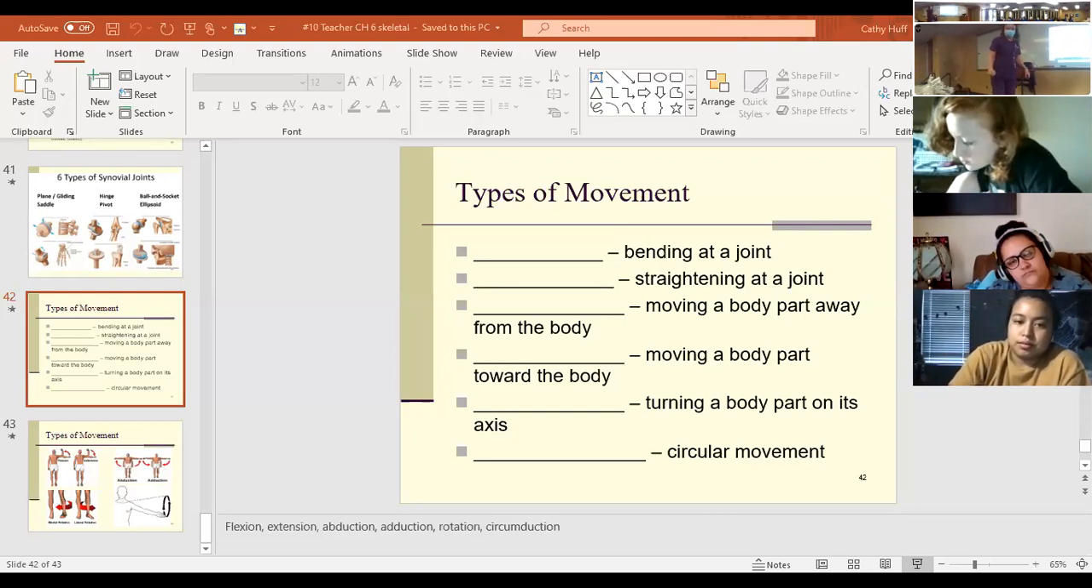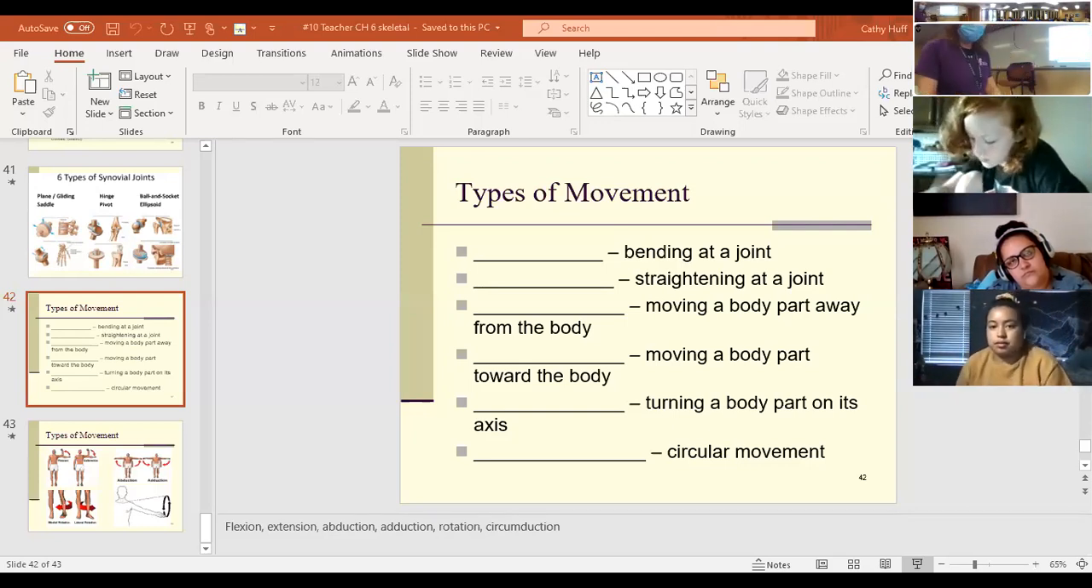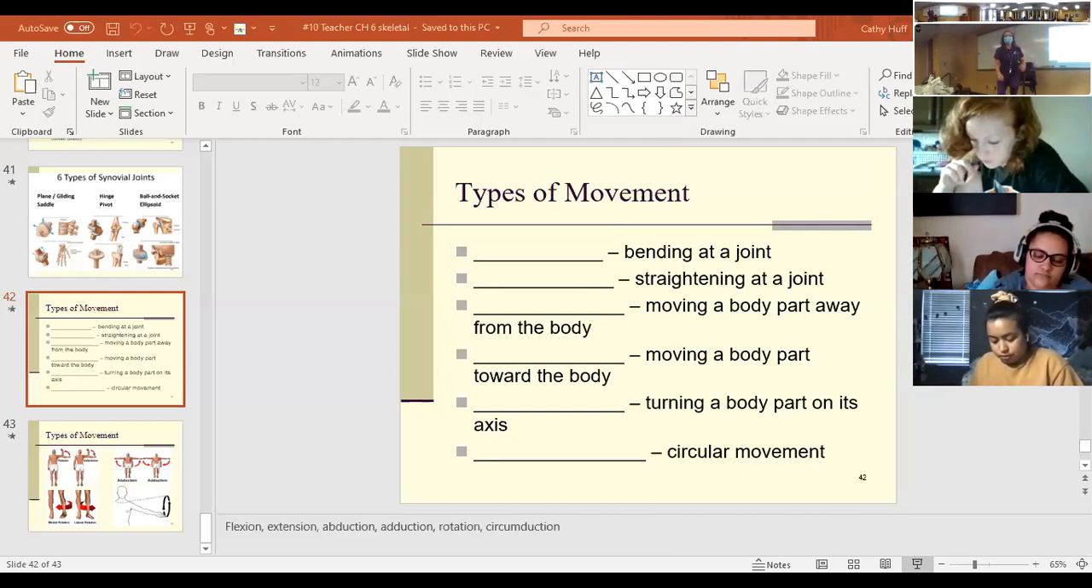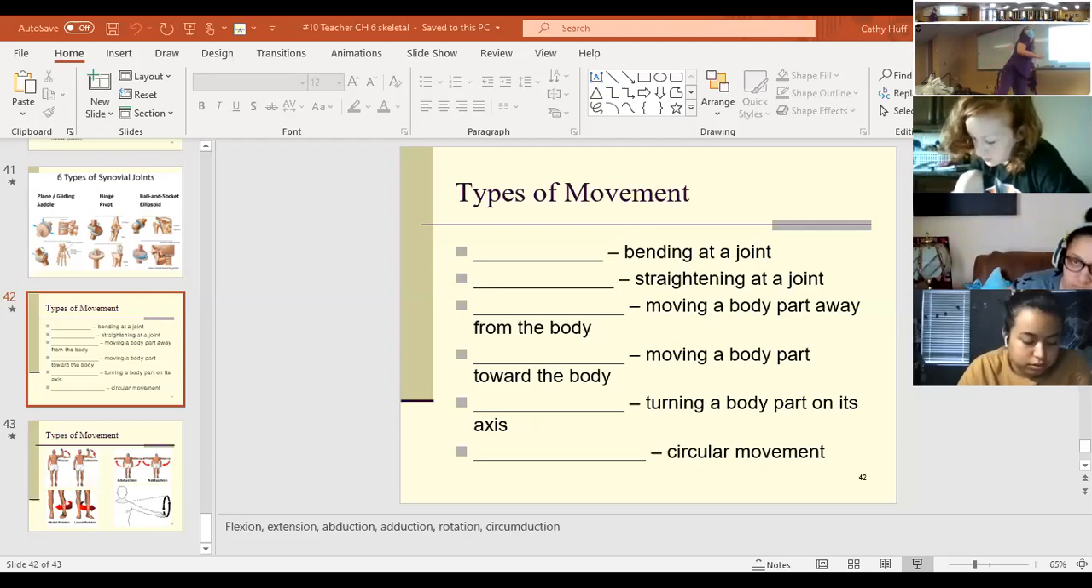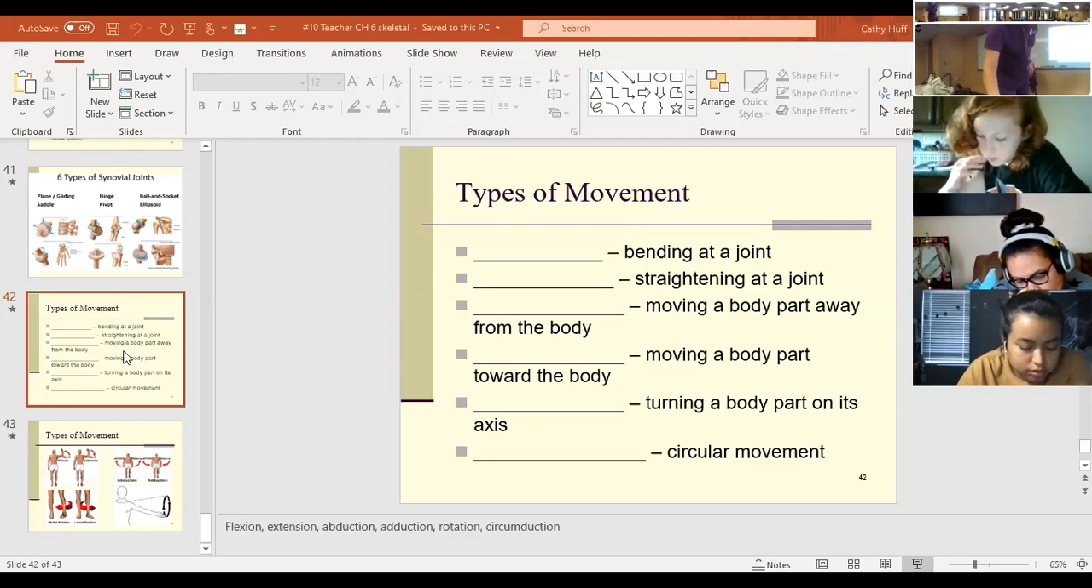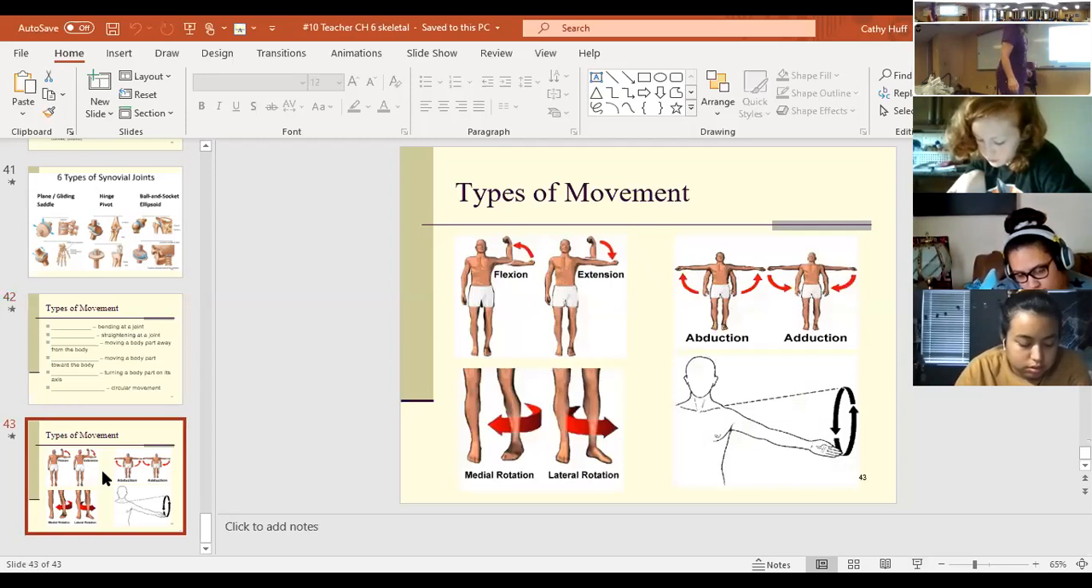And then finally, we have circumduction. What does circum mean? Around. It means around. So show me a circumduction movement. Here. Here. That would be circumduction, moving it in a circle. This is just a picture of the movements.